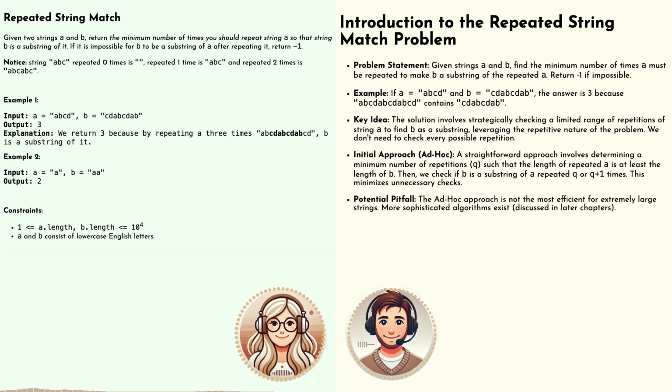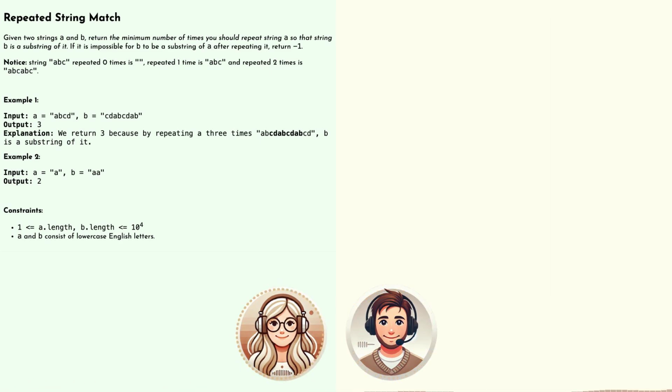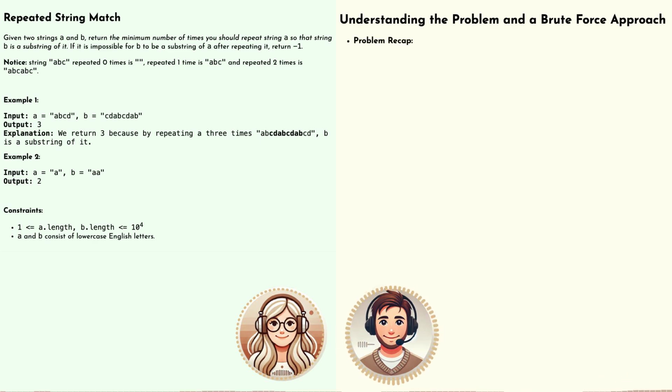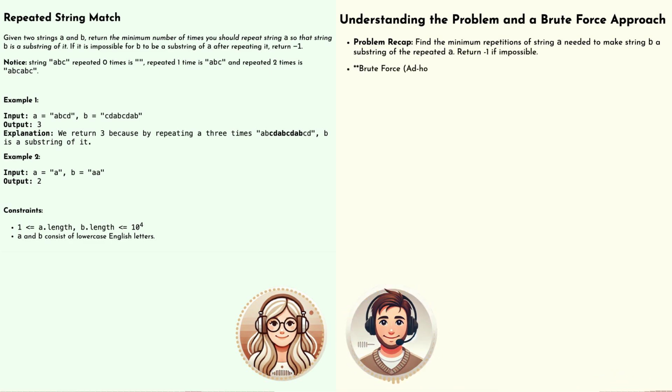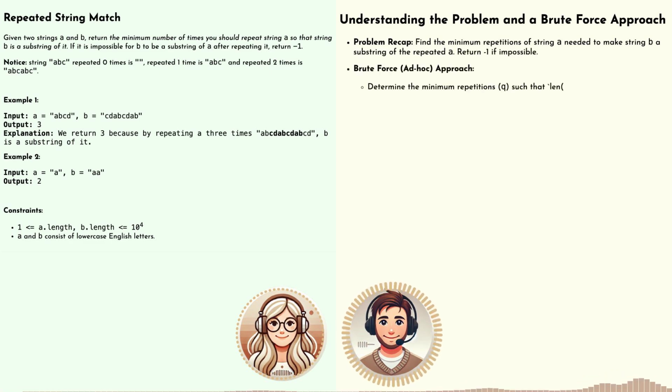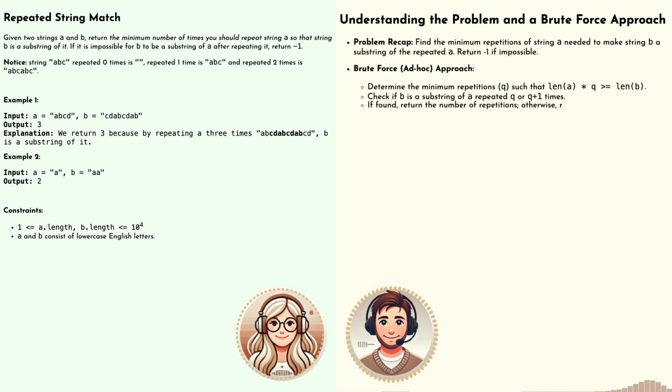Yeah, this is a fun one. It's a classic, really tests how you think about strings and efficiency. So imagine, right, that you've got two strings. Let's just call them A and B. Okay, I'm with you. And your mission is to figure out the absolute minimum number of times you've got to repeat A so that string B pops up inside. It's got to be a substring.